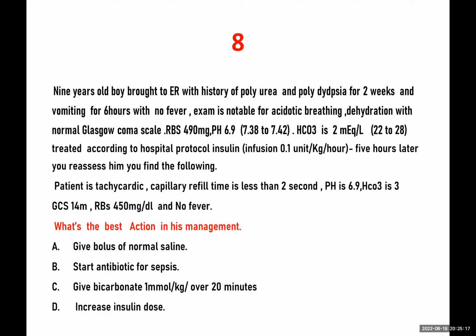Because when we start managing DKA, our target is to drop blood glucose by 50 to 90 milligram per hour. So this patient needs intervention since the first 2 hours because the blood glucose does not drop down significantly. Whenever the blood glucose does not drop significantly, check the dose, check the calculation, check the line. If everything is okay and you are on 0.1 unit, for sure you increase the dose by 20%. So the right answer is to increase the dose. This is a very practical question.